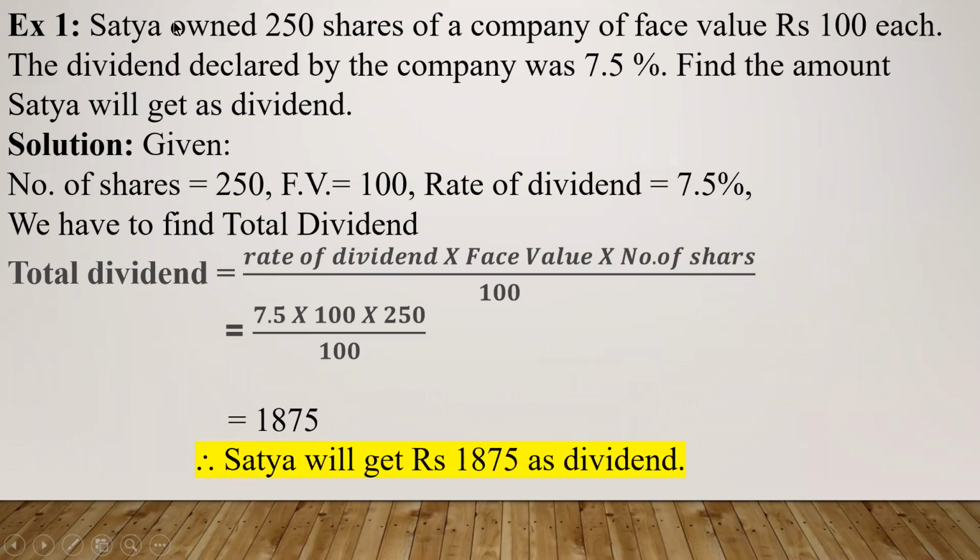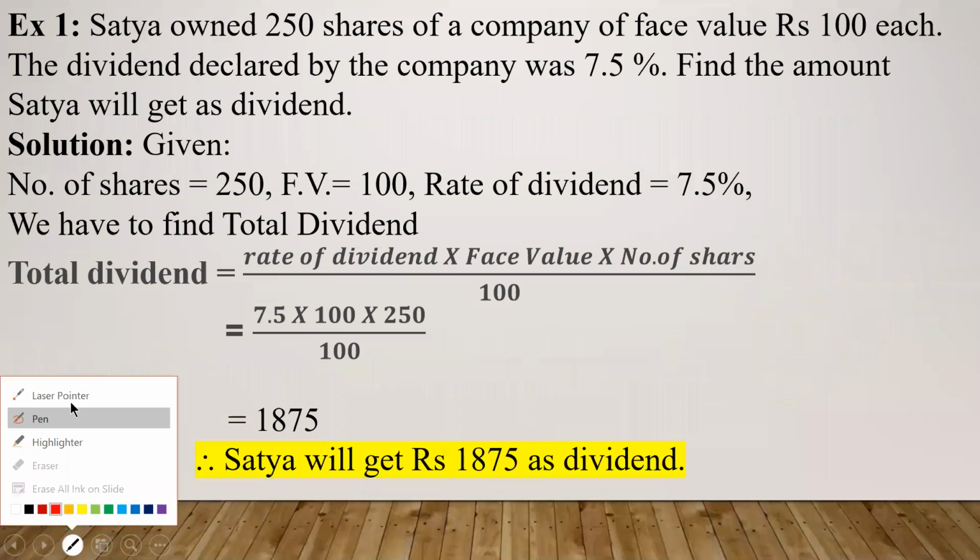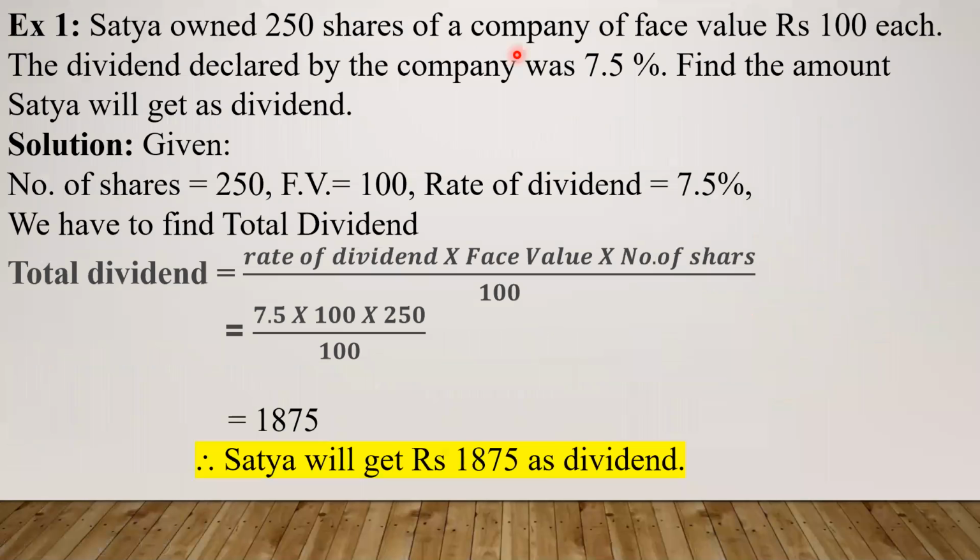Now today we are going to solve some simple problems. Okay. Very, very simple problems. So let us look at the first problem. What is the first problem? Satya owned 250 shares of a company of face value rupees 100 each. The dividend declared by the company was 7.5%. Find the amount Satya will get as dividend.